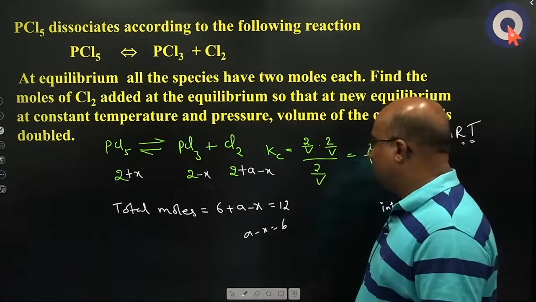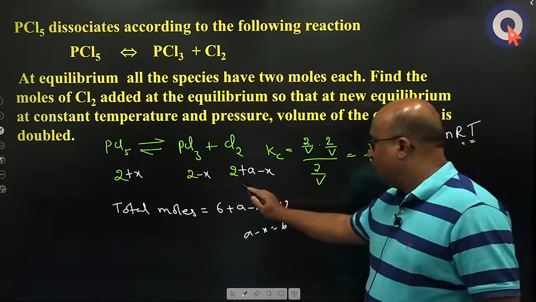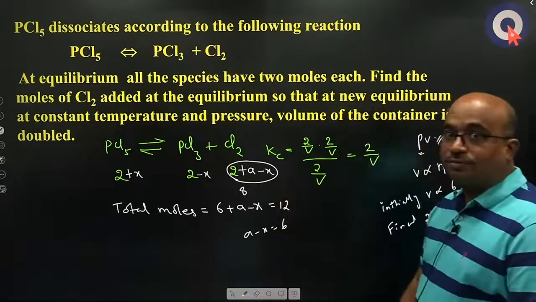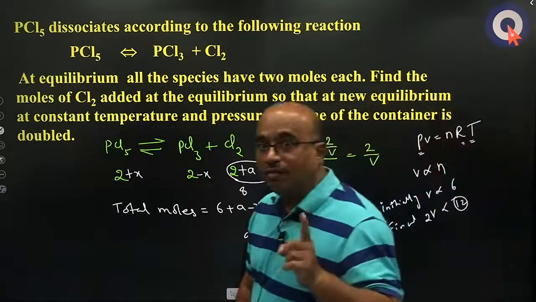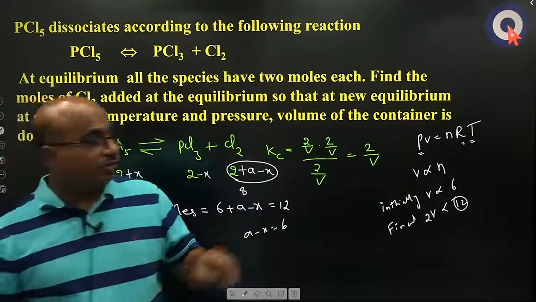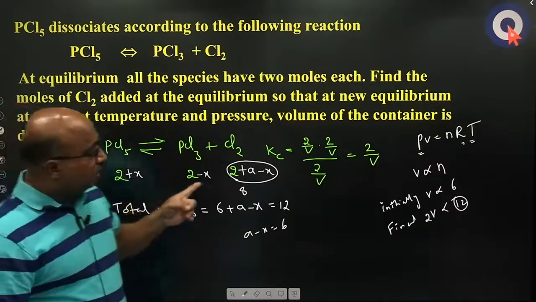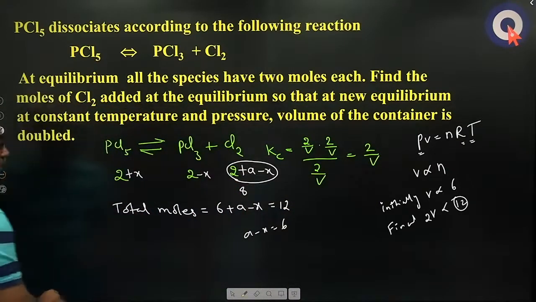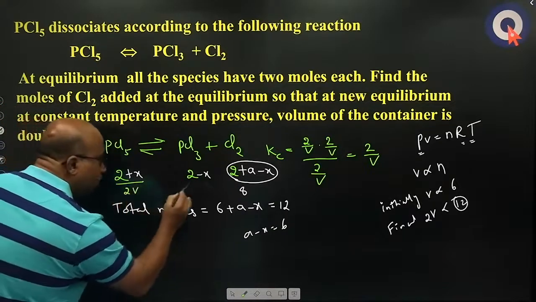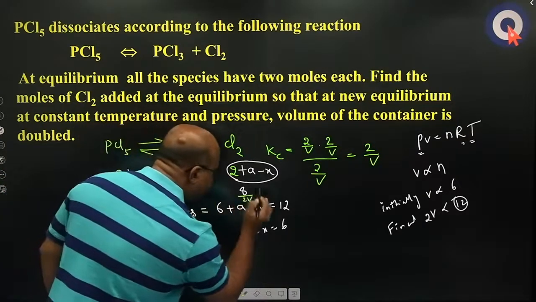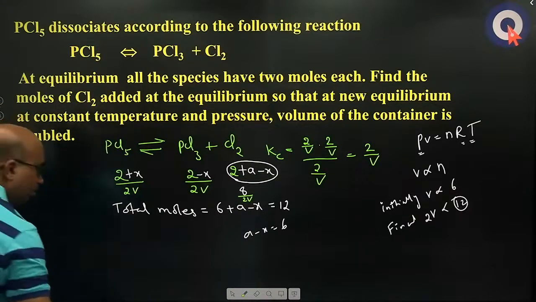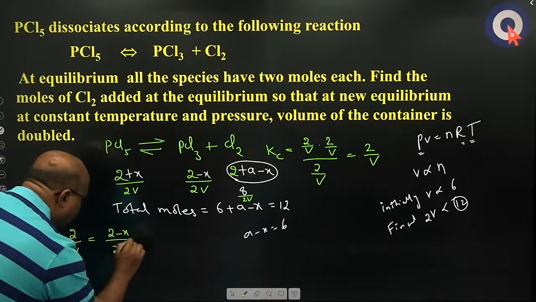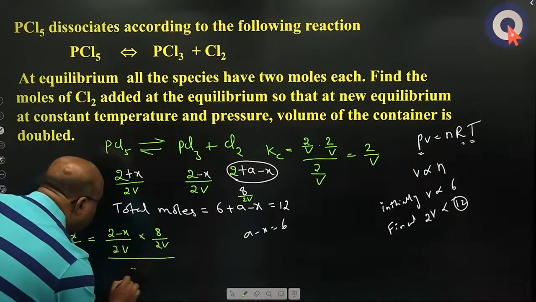Clear? So we already said this totally is A minus X. You write here 6. So this becomes 8. Now there will be only one variable, X, because it is 2 minus X, this is 2 plus X. Kc values are already known, 2 by V. So what is the concentration of this? It's 2 by V, it's 2V, this is 8 by 2V. So we write Kc, 2 by V, is equal to 8 by 2V into 2 minus X by 2V, divided by 2 plus X by 2V.